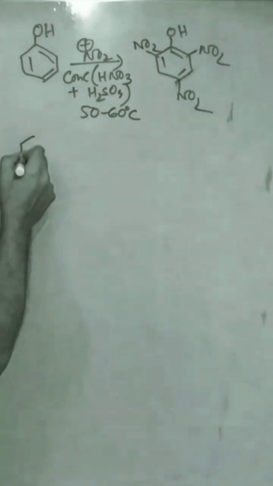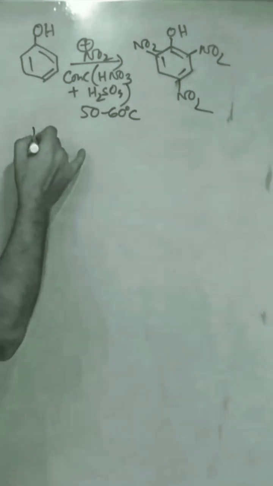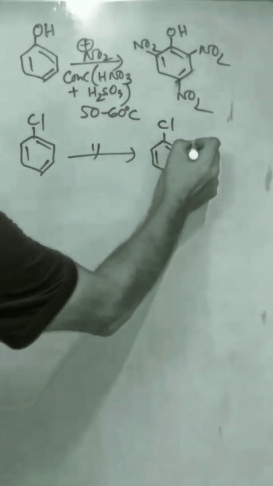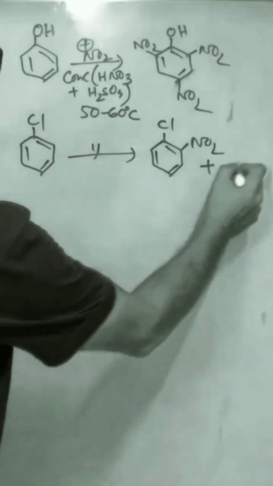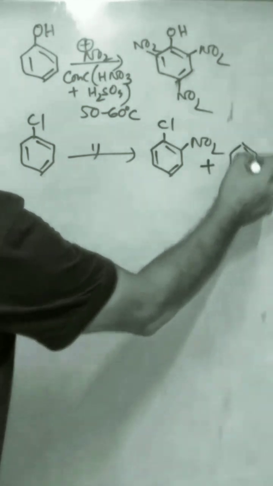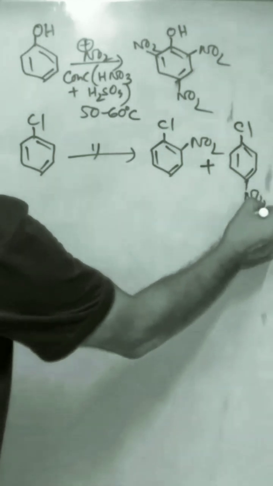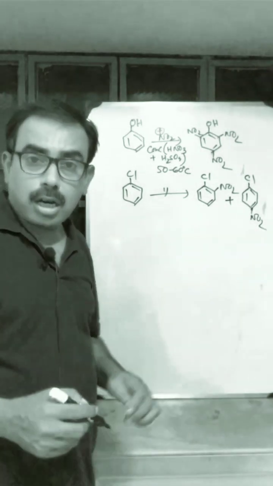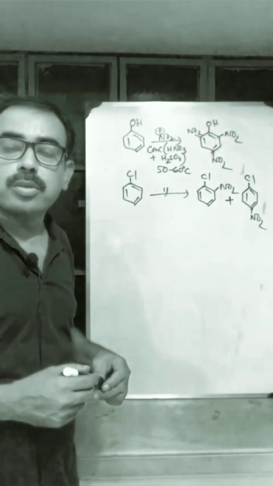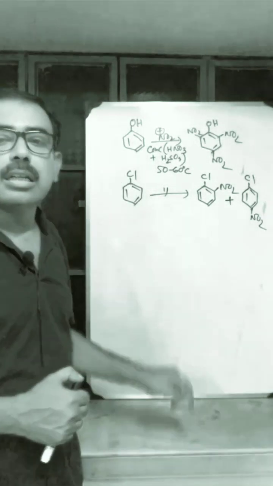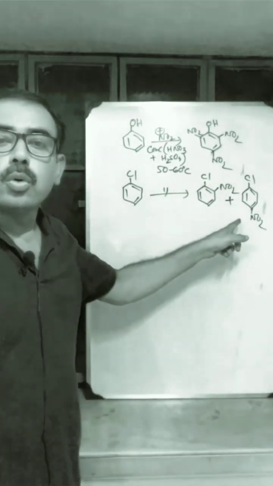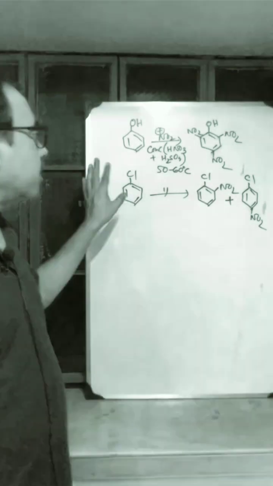But if we nitrate chlorobenzene with the same nitrating agent, the compound formed is a mixture of ortho-nitrochlorobenzene plus para-nitrochlorobenzene. But again, chlorine is more electronegative than carbon, so chlorine will shift the bond pair electrons towards itself. It is a deactivating group. It has a minus I inductive effect, so it is supposed to be meta orienting, but here it is acting as an ortho-para orienting group. So why does that happen?